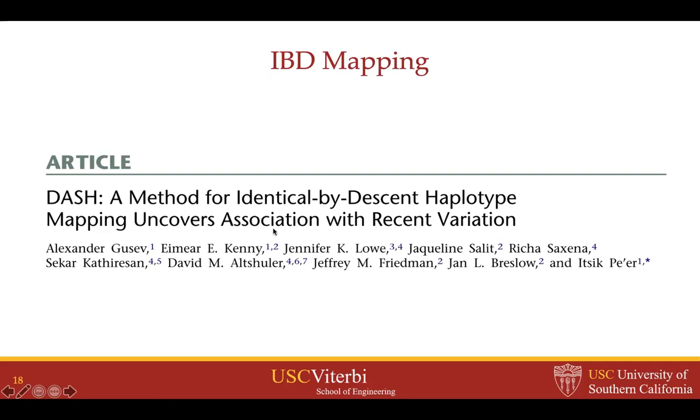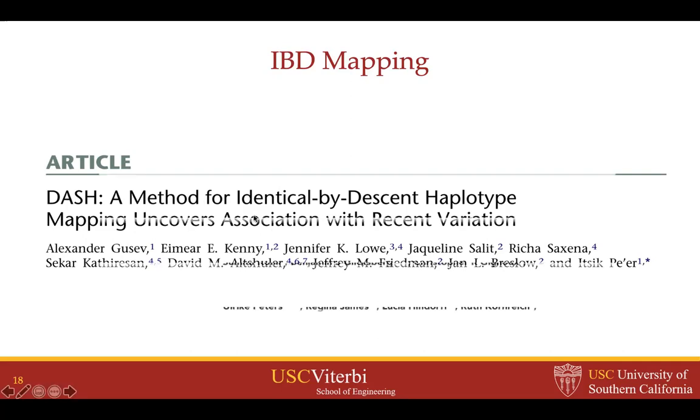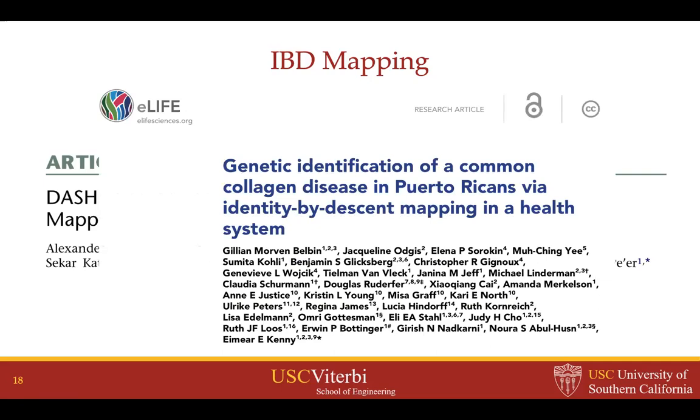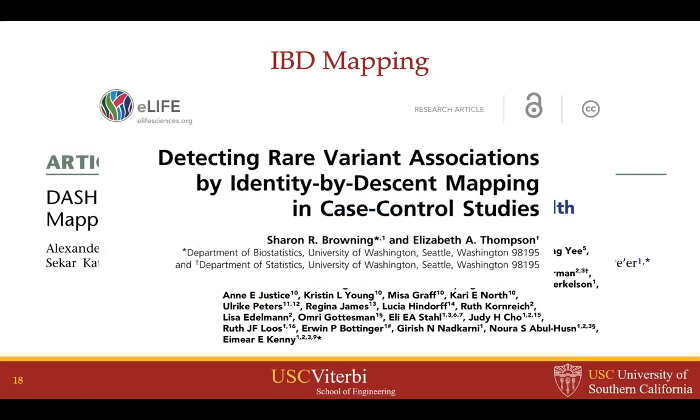It was used to discover an association in a Puerto Rican population. This was another method for association. They found a collagen disease in Puerto Ricans that came from some Native American ancestry in this very related population, which went through a bottleneck. They were able to find this disease using IBD mapping that they couldn't find using traditional GWAS. And a number of other people have worked on this idea of IBD mapping.